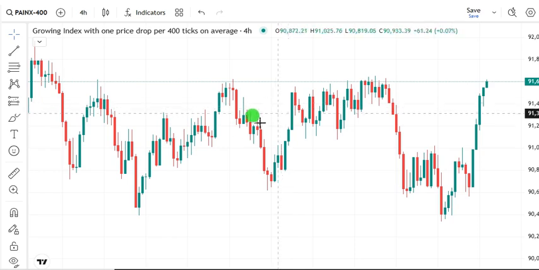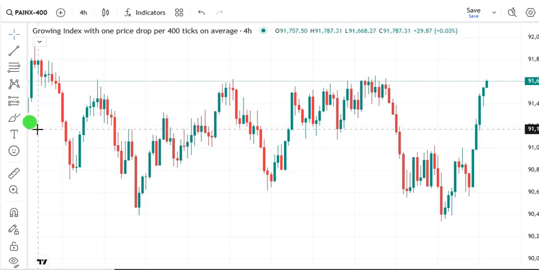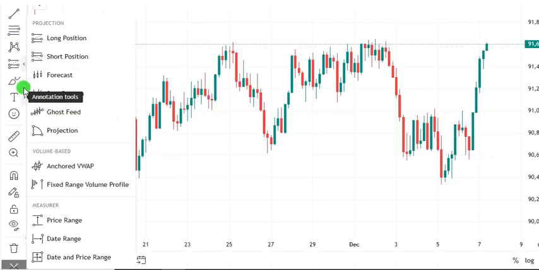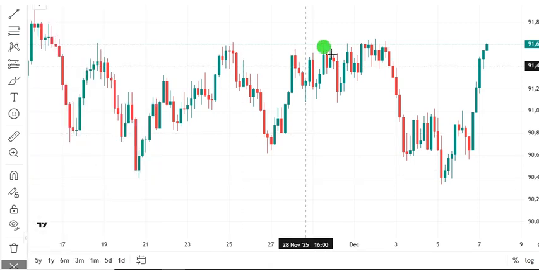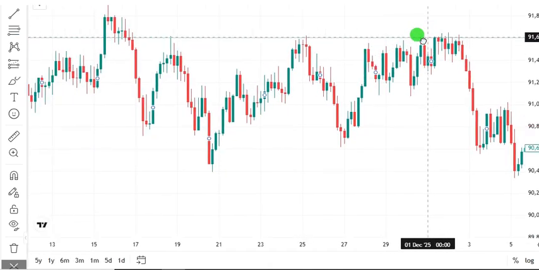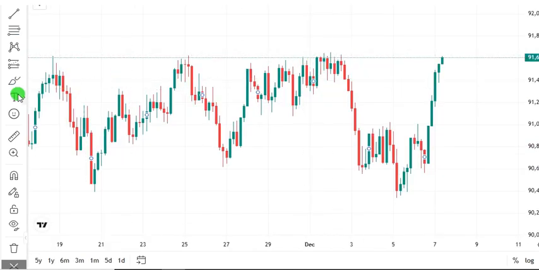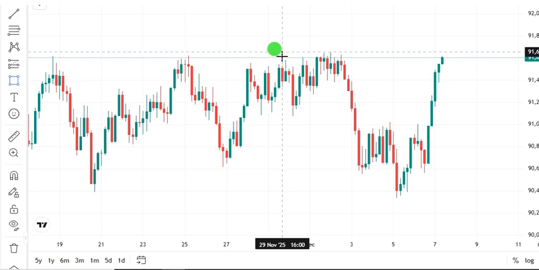So let's analyze the synthetic markets for today, starting with PainX 400. On PainX 400, the first thing we want to do is mark out our recent structures, focusing on marking out the recent high, the recent lows, and the rest of them. Currently, this is the zone that the market is respecting and unable to break below.